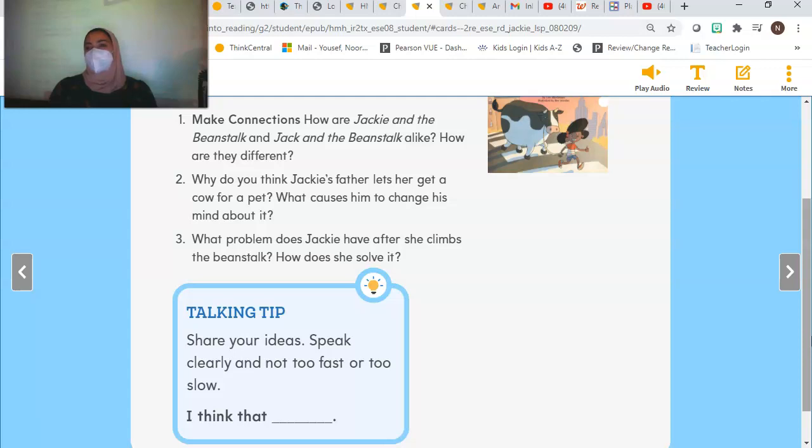Good. They both have happy endings. Very good. What's another way the stories are alike, Haney? Good. The giant and Mr. Fee-Fi-Fo-Fum become friends with Jack and Jackie. Very good. Okay. What are some ways they are different?